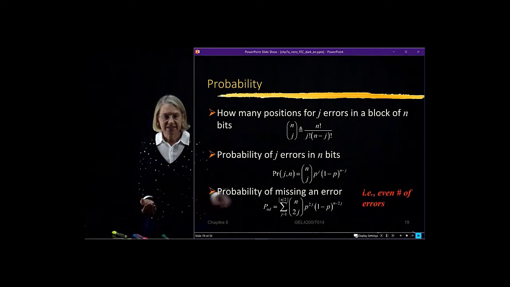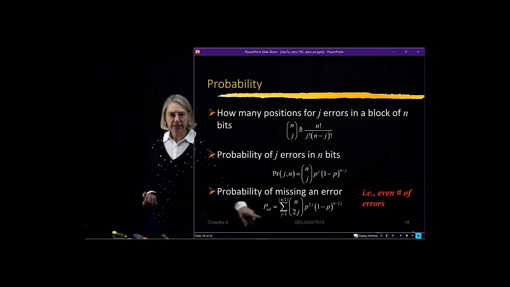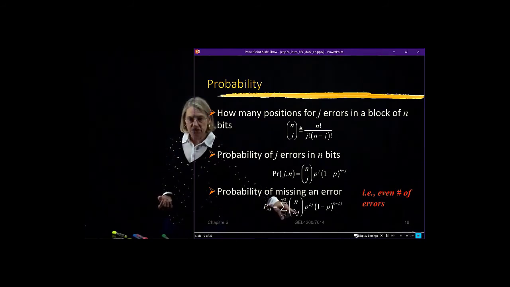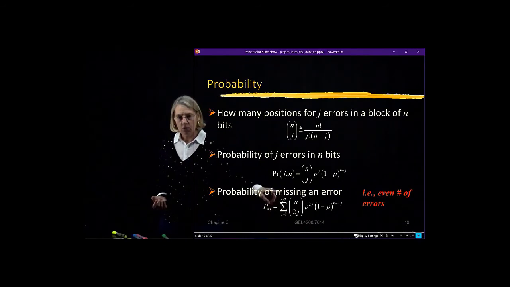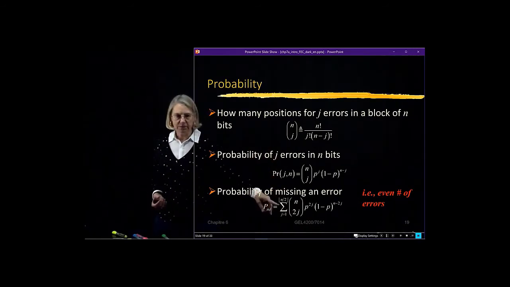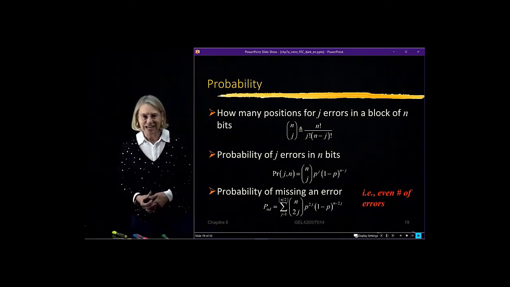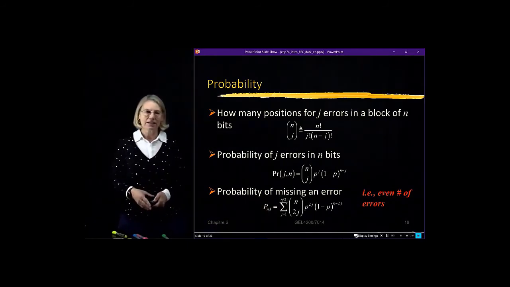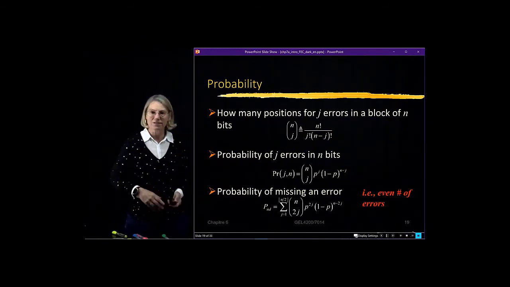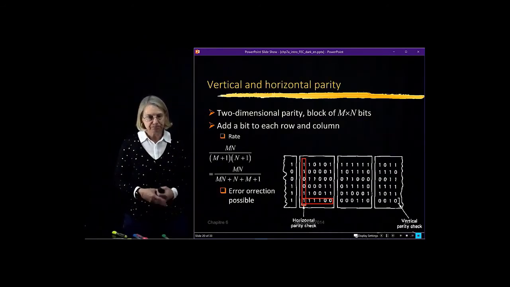So how often does this happen, the probability of missing? I'm going to do a sum, but I'm always going to look at an even number of errors. So in here, it's only 2 times j, and I sum over 1 to n over 2. This gives me the probability of non-detection, not catching the error. So that's parity, and we can analyze the parity and see how effective it is.